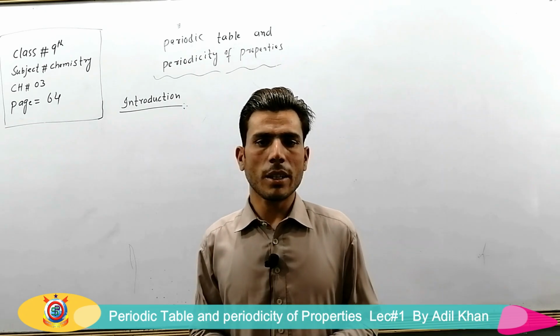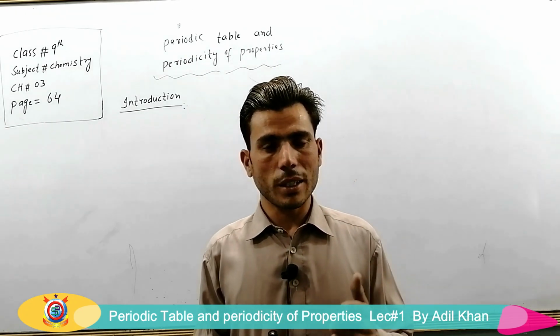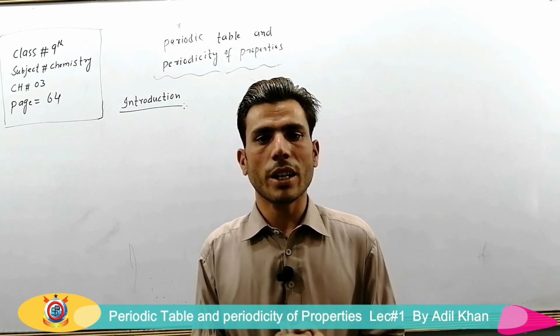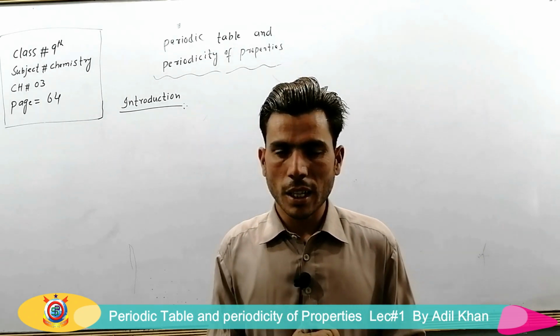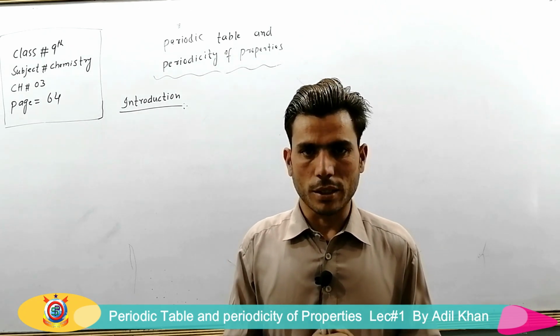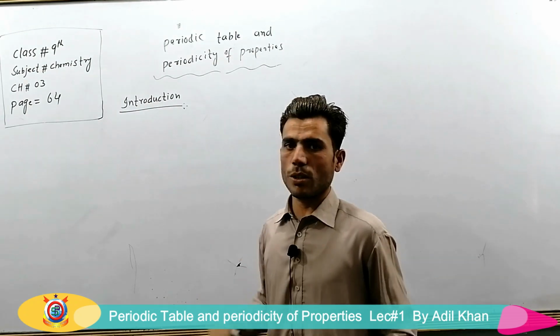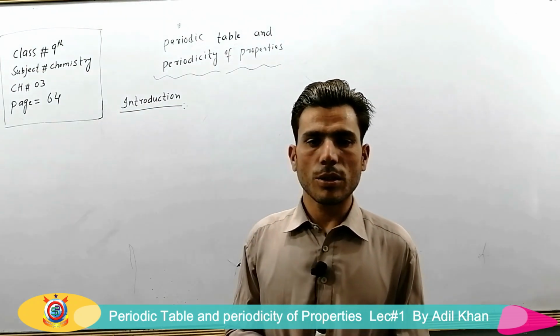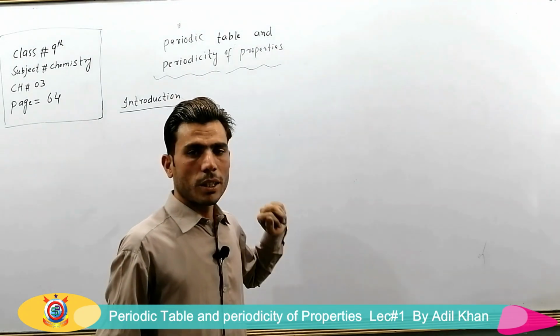In the periodic table, elements are arranged in such a manner that their properties repeat at a regular interval. So this repetition of properties is called periodicity of properties. Dear students, today our lecture is about the introduction of chapter 3rd.